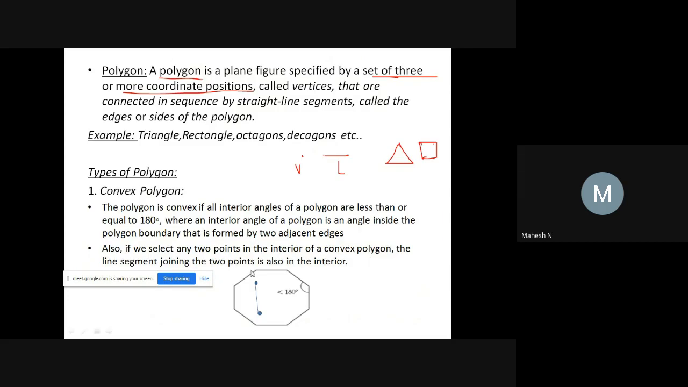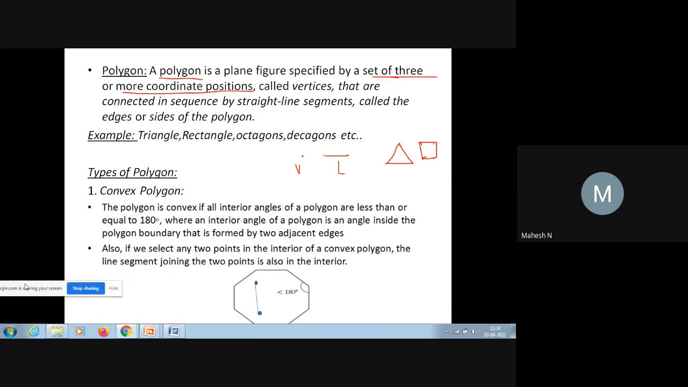Now whenever I come to polygons, I have two types of polygon. The first type is the convex polygon. The next type is the concave polygon. This is also a very important question for your MCQs, a very prominent question from the point of view of MCQs.